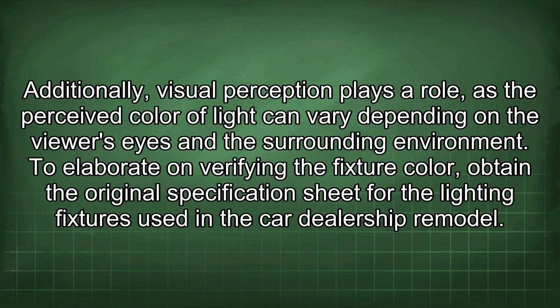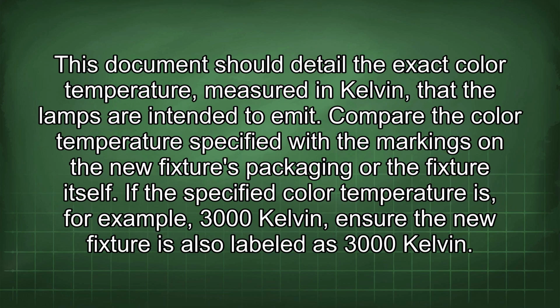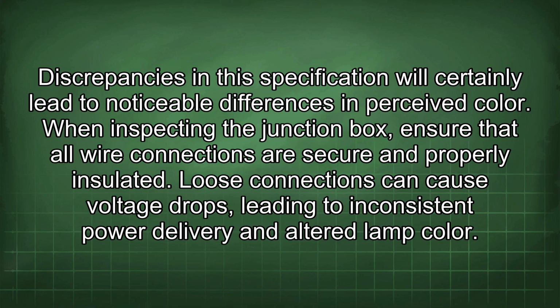To elaborate on verifying the fixture color, obtain the original specification sheet for the lighting fixtures used in the car dealership remodel. This document should detail the exact color temperature, measured in Kelvin, that the lamps are intended to emit. Compare the color temperature specified with the markings on the new fixture's packaging or the fixture itself. If the specified color temperature is, for example, 3000 Kelvin, ensure the new fixture is also labeled as 3000 Kelvin. Discrepancies in the specification will certainly lead to noticeable differences in perceived color.